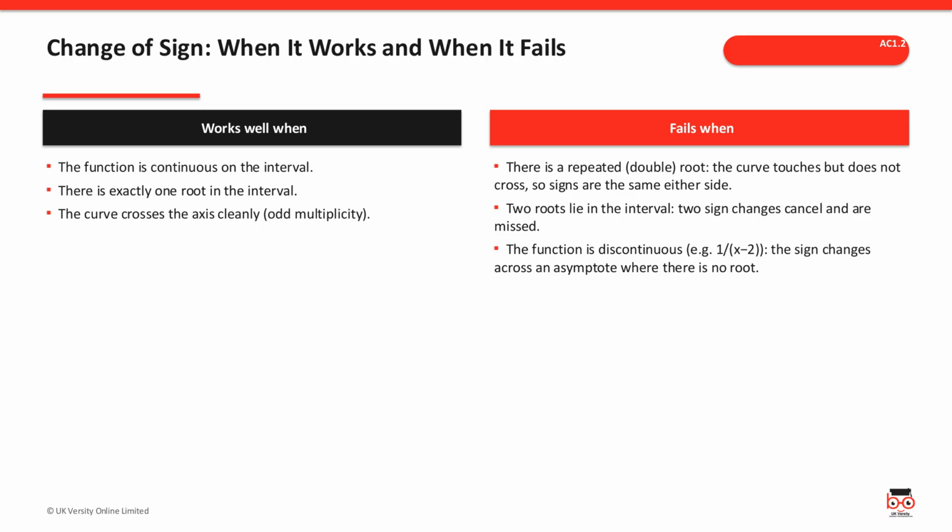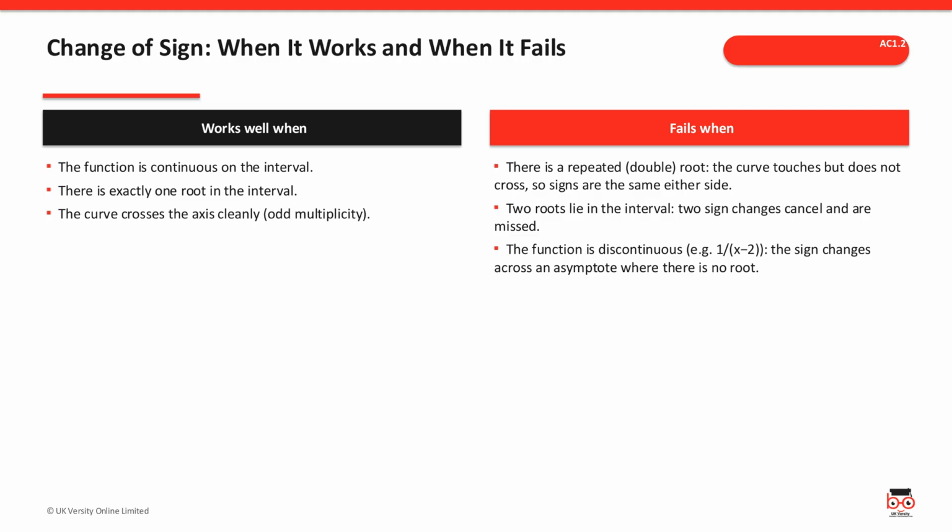It's worth being honest about when this method lets you down. It works beautifully when the function is continuous, there's exactly one root in your interval, and the curve crosses the axis cleanly. But it can fail in a few sneaky ways. A repeated or double root touches the axis without crossing it, so the signs are the same on both sides and nothing flags up.